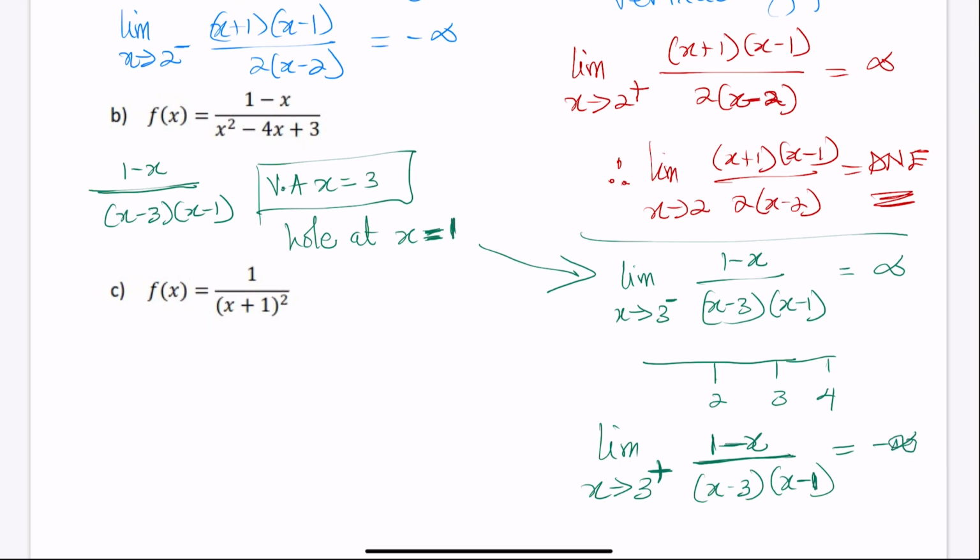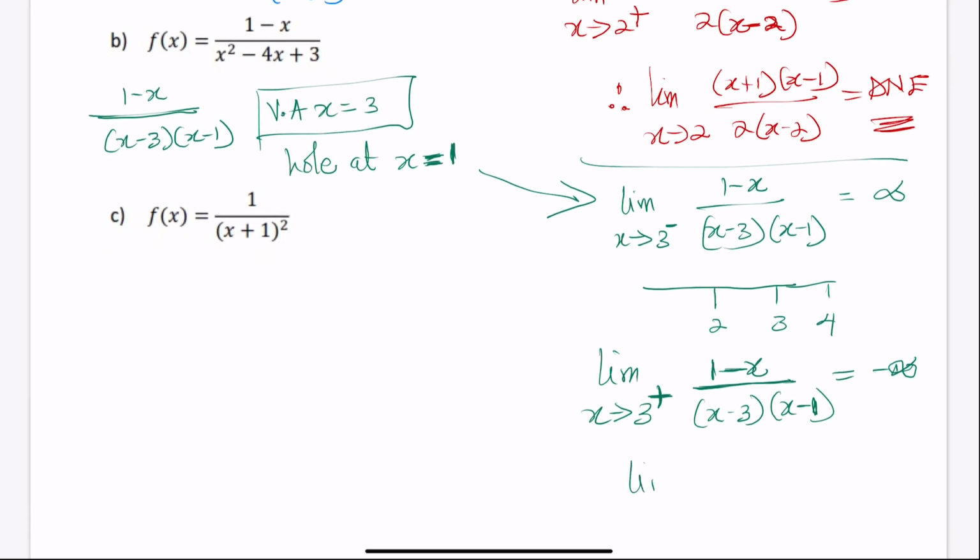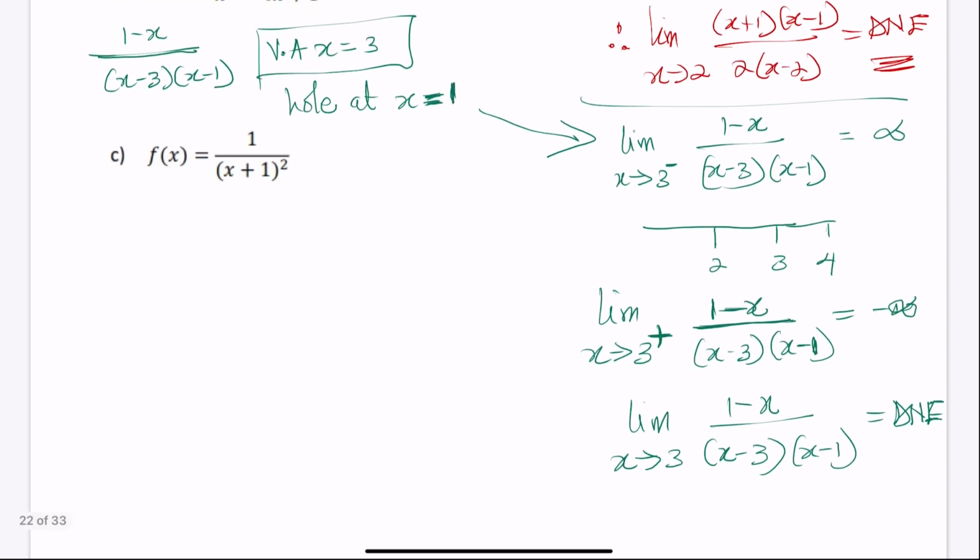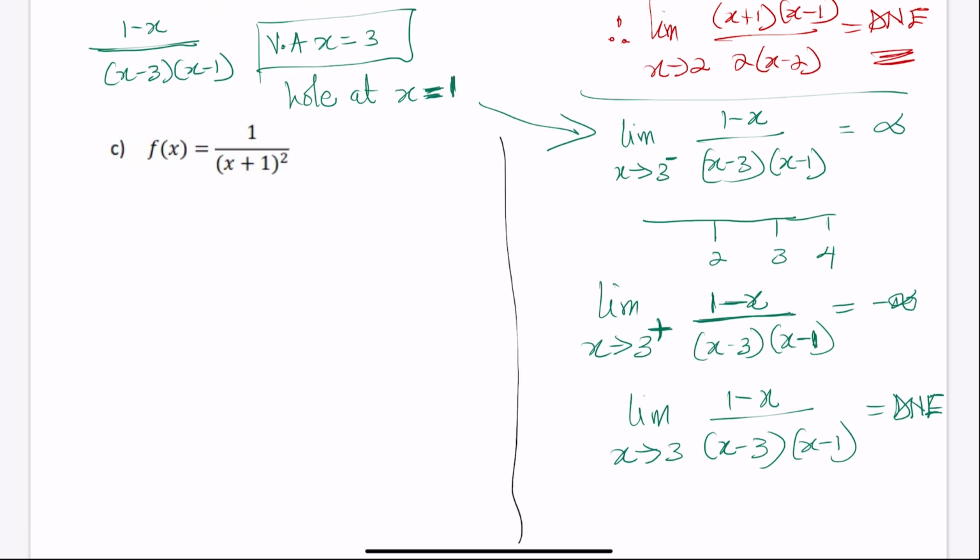And because the two are not the same, we'll say that the limit as x approaches 3 of 1 minus x over x minus 3 times x minus 1 does not exist, because the left-sided limit is not equal to the right-sided limit. Now, let's look at the last one.